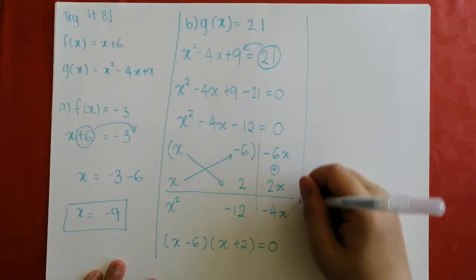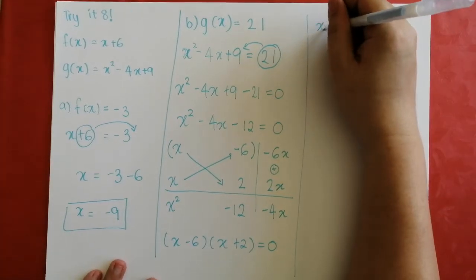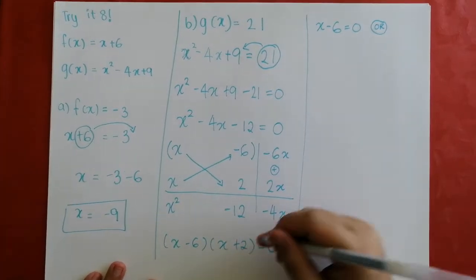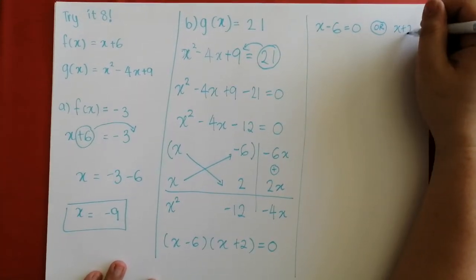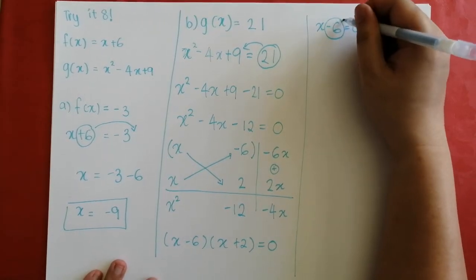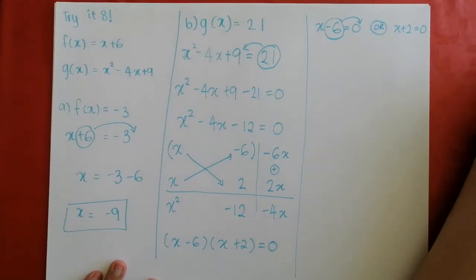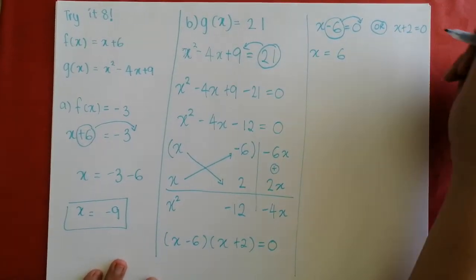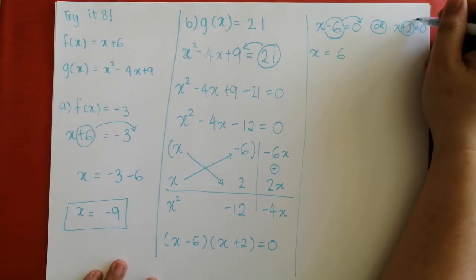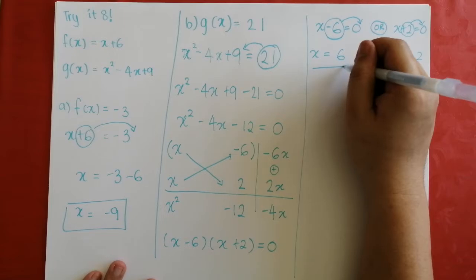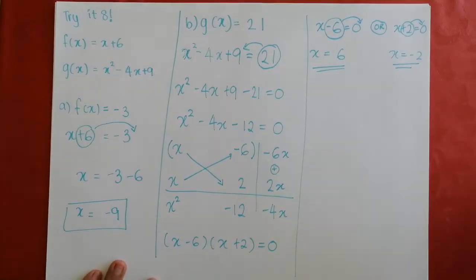From there, let's solve this. You will have x minus 6 equals 0, or the other bracket x plus 2 equals 0. Solving x minus 6 equals 0, bring minus 6 to the other side, it becomes positive 6. Bring positive 2 to the right, it becomes negative 2. Therefore, that will be your solution: x equals 6, x equals negative 2.